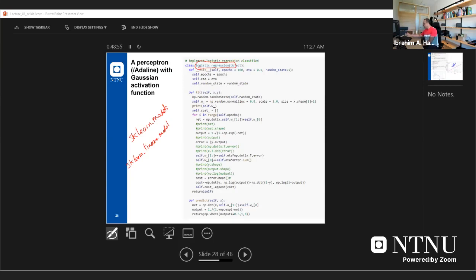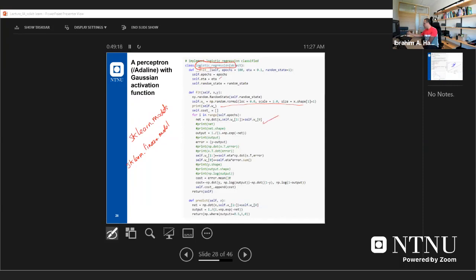We define number of epochs, learning rate, and random state. This one is for training, and we will run it for the number of epochs. First, we initialize weights by random numbers. So we initialize the weights, and it's +1 because of the bias, right? Number of inputs plus bias. And we just calculate the net.